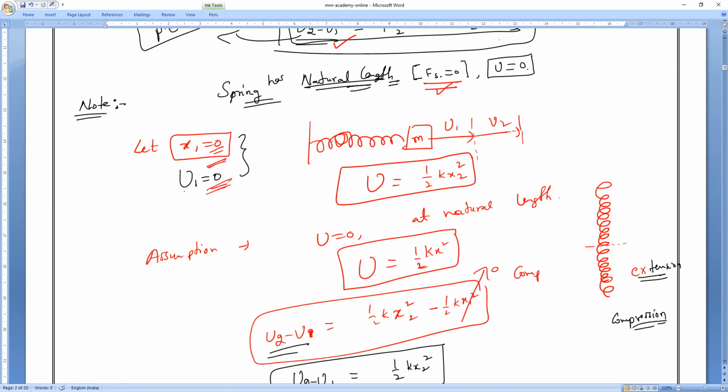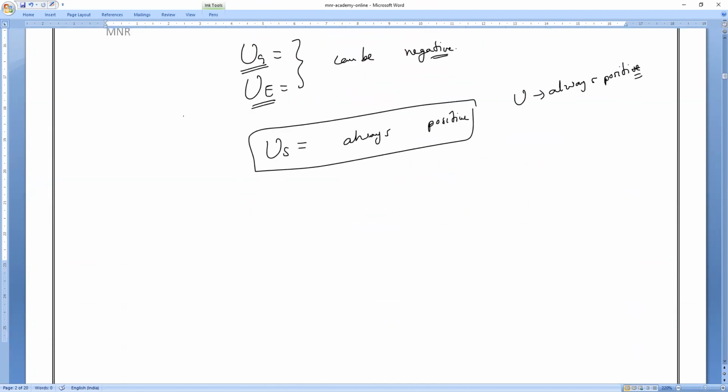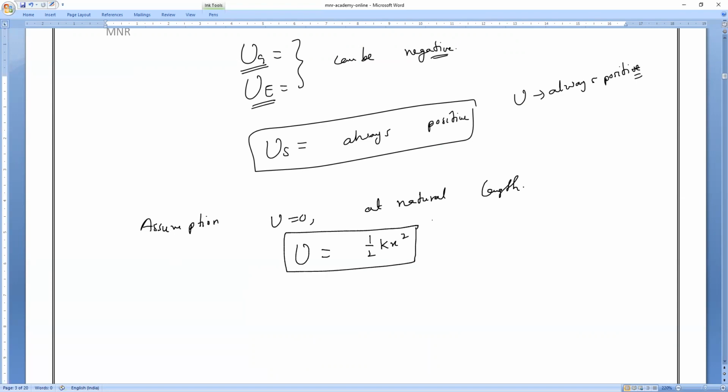Means I assumed U is equal to 0 at what length? Normal length, natural length. So the assumption I'm making, if U is equal to 0, is at the natural length. Then potential energy is equal to what? The formula is half k x square. Am I right, everybody? Clear? So always keep in mind this entire U is always positive.